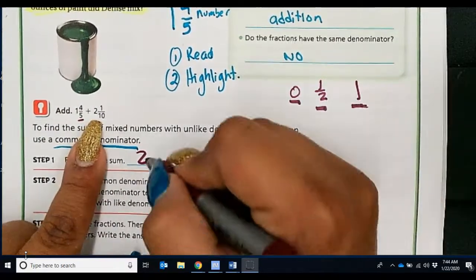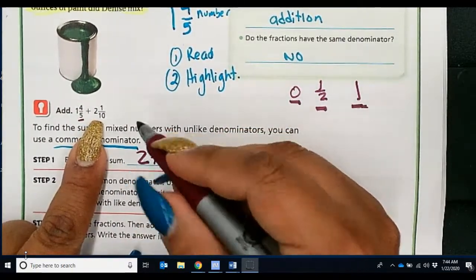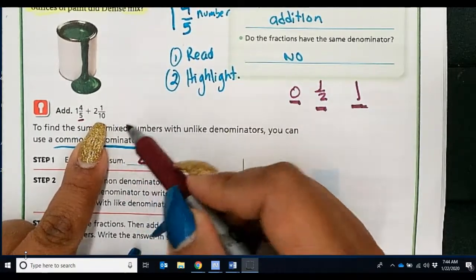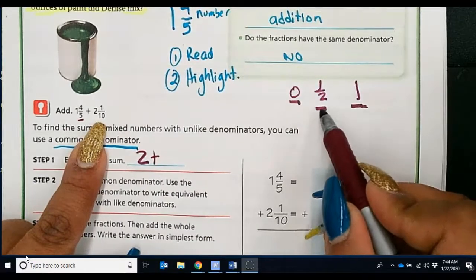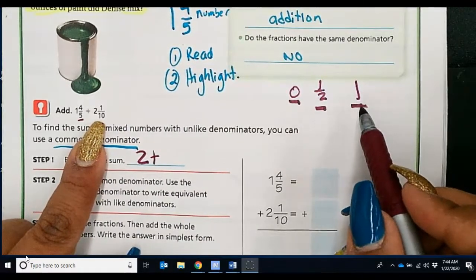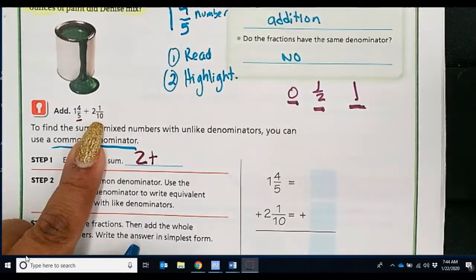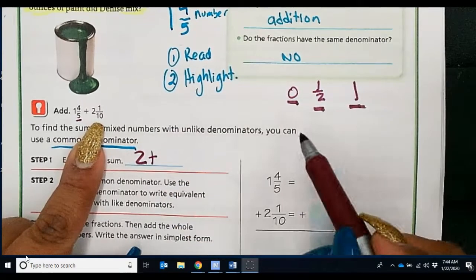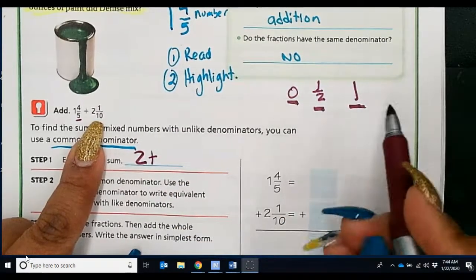Now let's work on the other one. Plus 2 and 1/10. 1 over 10. So 1 out of 10 is closer to 0, a half, or 1? Well, think about it. Half of the denominator, or half of 10, is 5. So a half would be 5/10. That means that 1/10 is closer to 0, right?